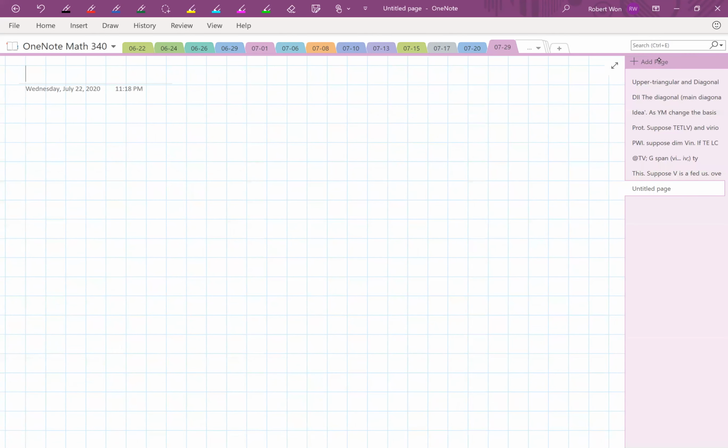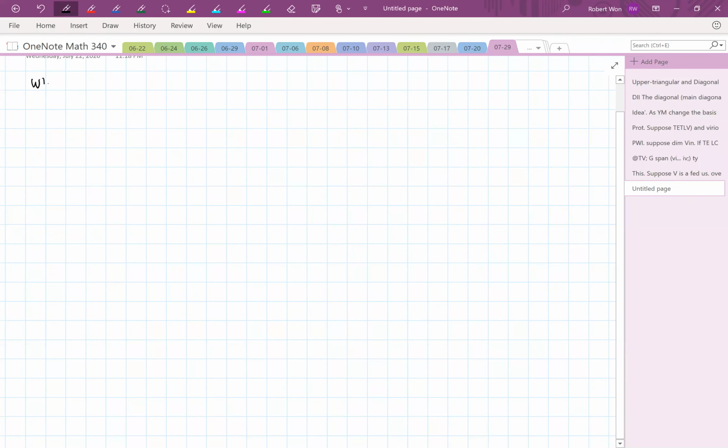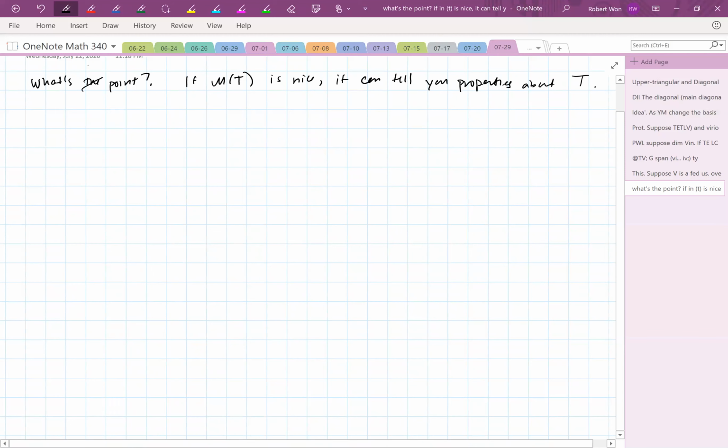Okay, but why would one want to do this? What's the benefit? What's the point? Okay, and the point is, if the matrix is nice, it can tell you properties about T. Maybe I shouldn't say the point. What's one point? Maybe there are many points.